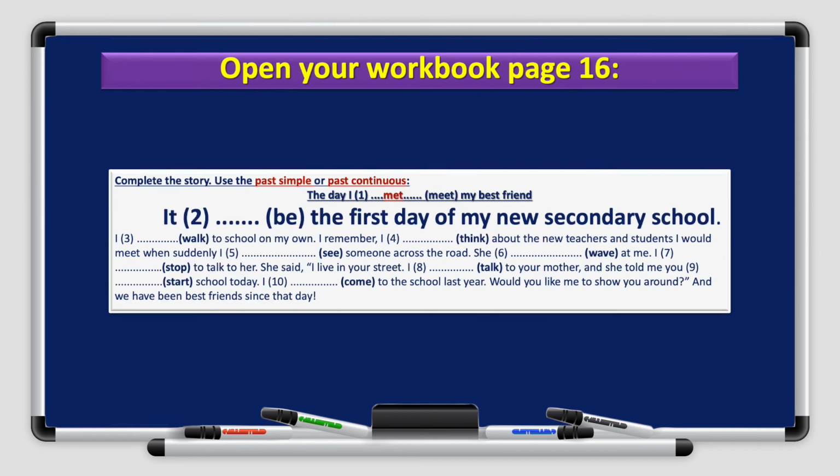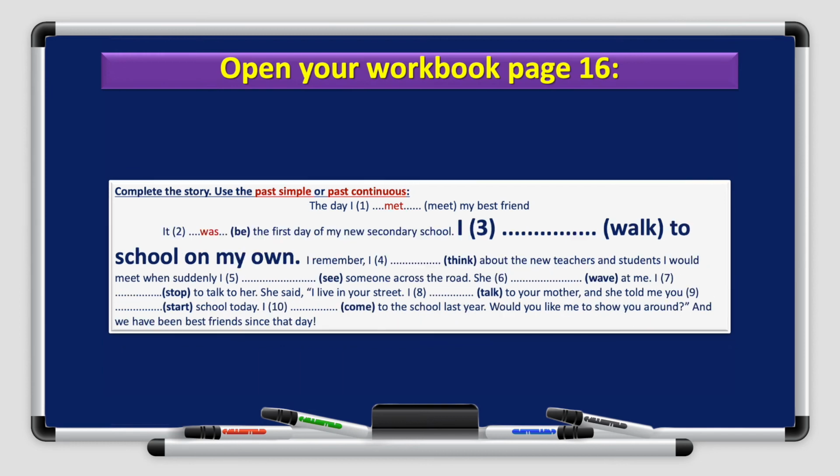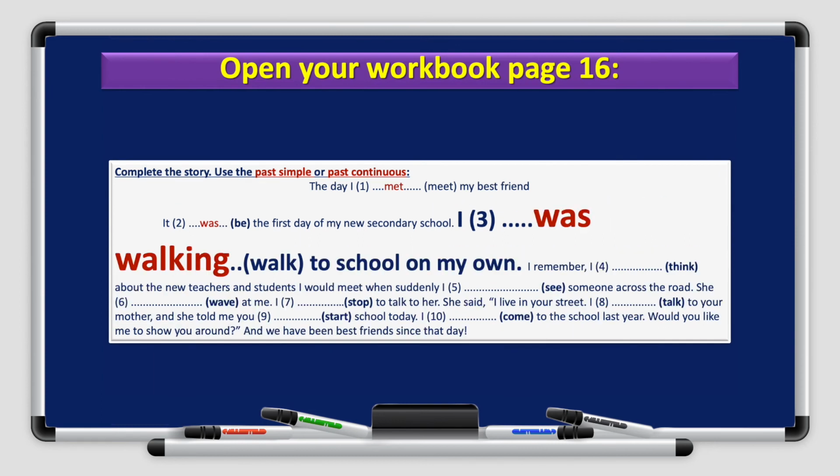Good. It be the first day of my secondary school. It was the first day of my new secondary school. Number 3. I walked to school on my own. I was walking to school on my own. Okay, so the past continuous here.